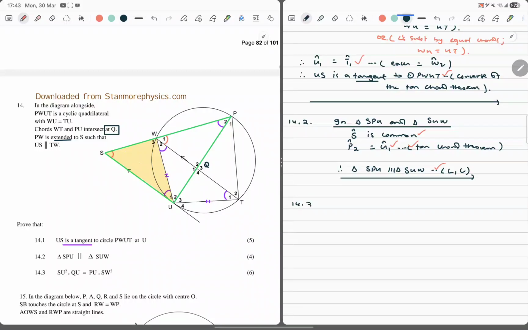So 14.3 says, oopsie, we're going to get one of those issues of trouble in paradise. Now I need to prove that SU squared is equal to QU.